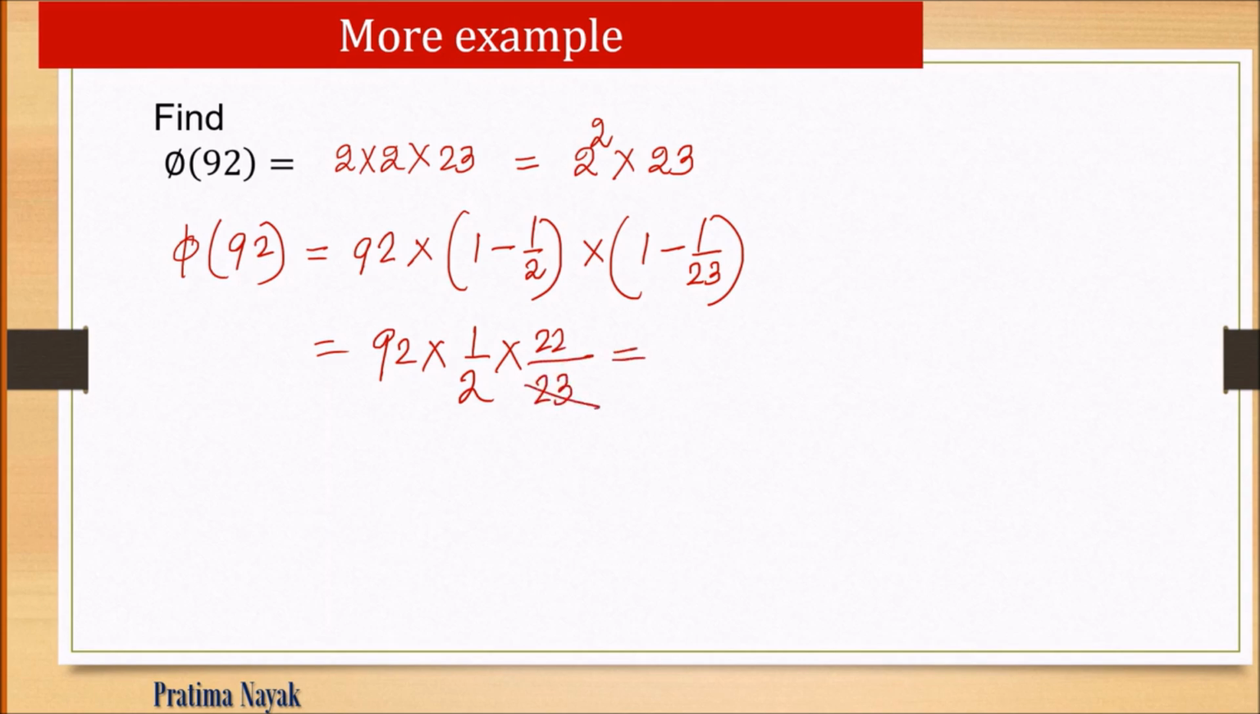So 2 times 3, 4, 2 is 11. So the answer is 44. So phi of 92 equals 44.